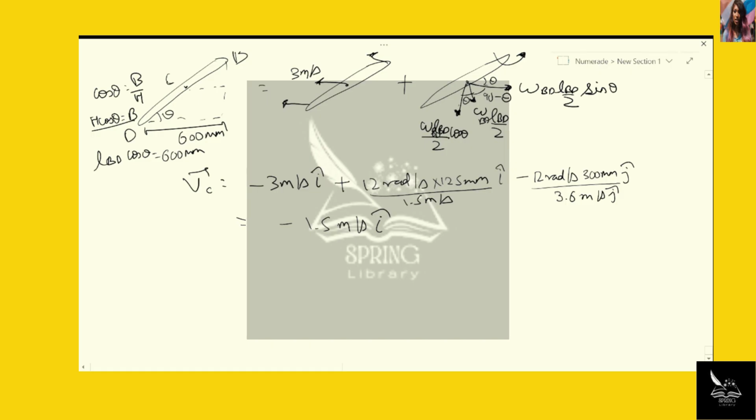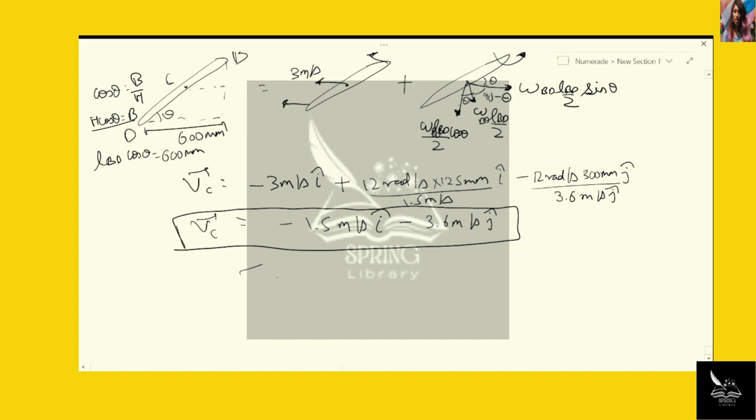So minus 3.6 meters per second j. This is going to be the velocity of point C. So we have figured out velocity of point C as well. So remember, to solve any of these kind of problems, you just break the motion into translation plus rotation for the rigid body and just equate the components of net motion, and then you will be able to solve any of these kind of problems.